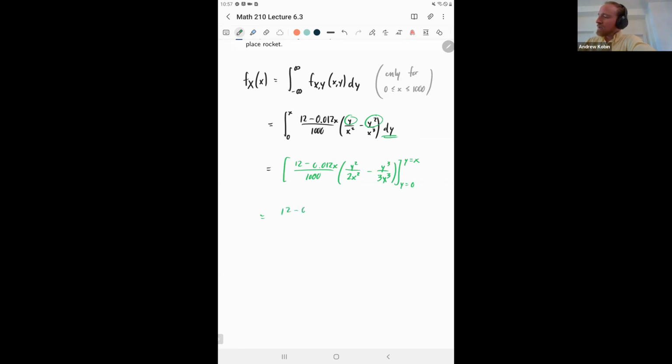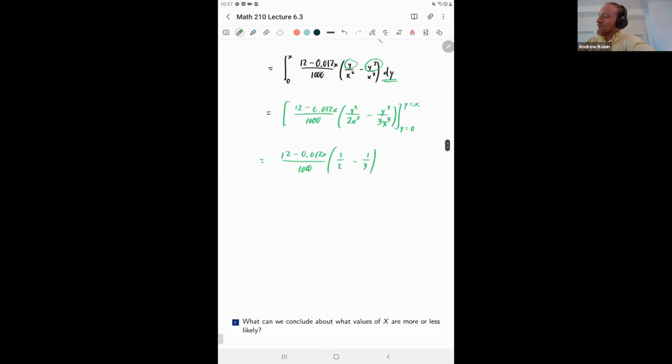So we'll have our leading fraction, which is still a function of x. And in parentheses, plugging in x for y is going to cancel some x powers out. We'll have x squared over x squared gets canceled. We're just left with 1/2. And x cubed over x cubed cancels. We'll be left with 1/3. And I'm going to simplify this with one more step. 1/2 minus 1/3 is 1/6. And if I see a 12 in both expressions in the top, so I'm just going to divide those by 6, and I'll be left with 2 minus 0.002x all over 1,000.